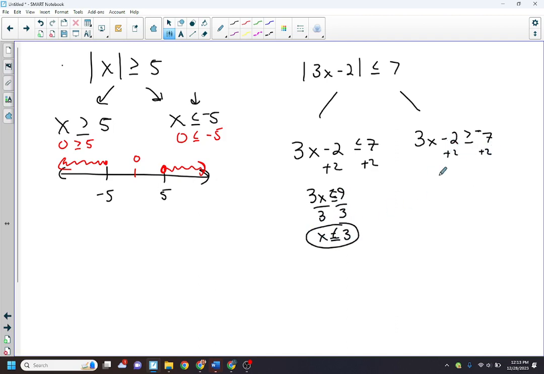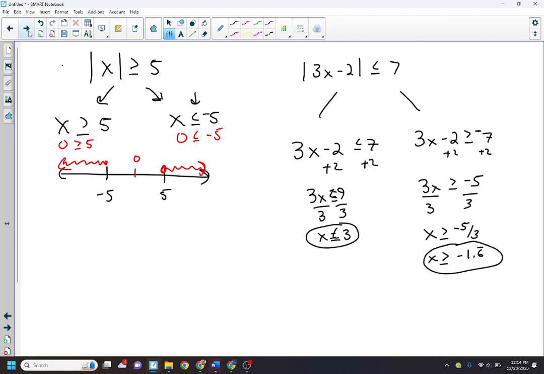Plus 2, plus 2. 3x is greater than or equal to negative 5. Divided by 3, divided by 3. X is greater than or equal to negative 5 over 3. If you want it as a decimal to graph it a little better, negative 1.6 repeating. I will purposely not give you decimals, so don't worry about decimals, okay? X is greater than that.